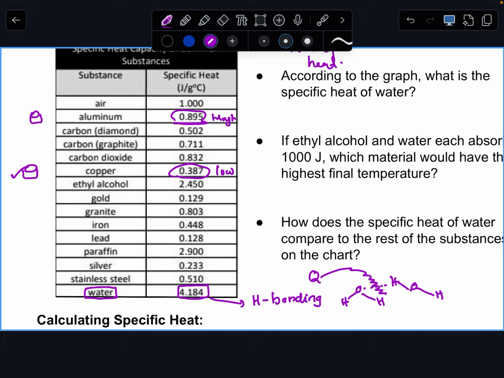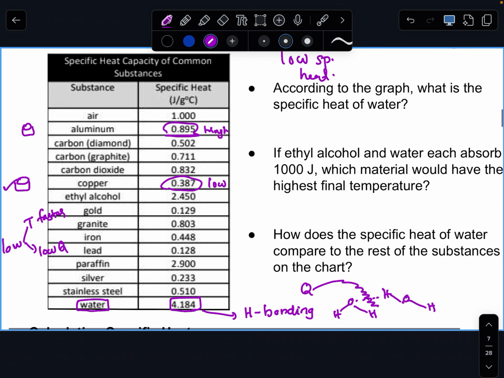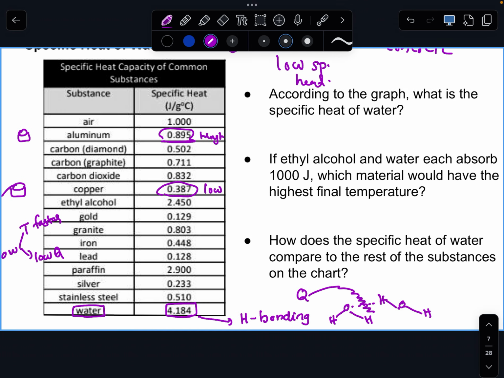There will be conceptual questions over specific heat capacity. So remember, if specific heat capacity is low, it will change temperature faster and needs a low amount of Q. And the opposite is, if it is high, it will change temperature slower and needs a greater amount of Q.